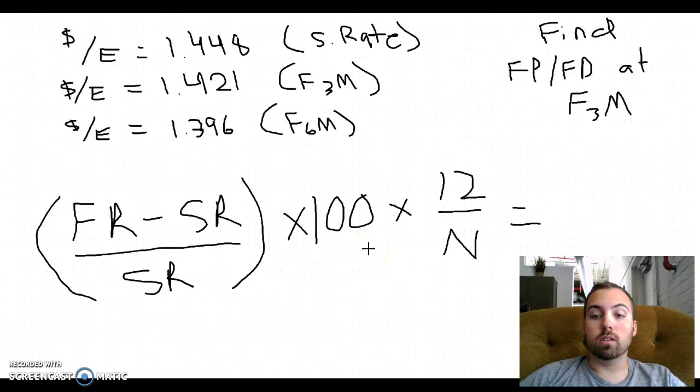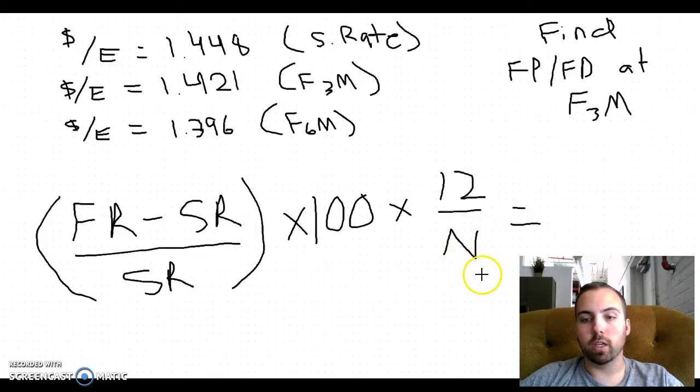The only addition to this is now we have the 12 divided by n. The 12 is an indication of how many months are in a year, and the n is an indication of how many months forward we're doing in this equation. So in this situation, we're doing it for 3 months. So we'll find out what the forward rate is for 3 months out, and we'll put that in for n there. And by that, I just mean that we will put a 3.